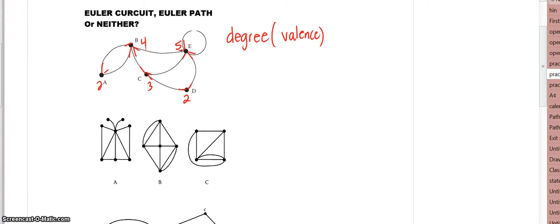One of the things we talked about is the word adjacent. What it means for vertices to be adjacent is that they are connected by an edge. So if you look at A and B, they are connected by an edge, so I would say A and B are adjacent.